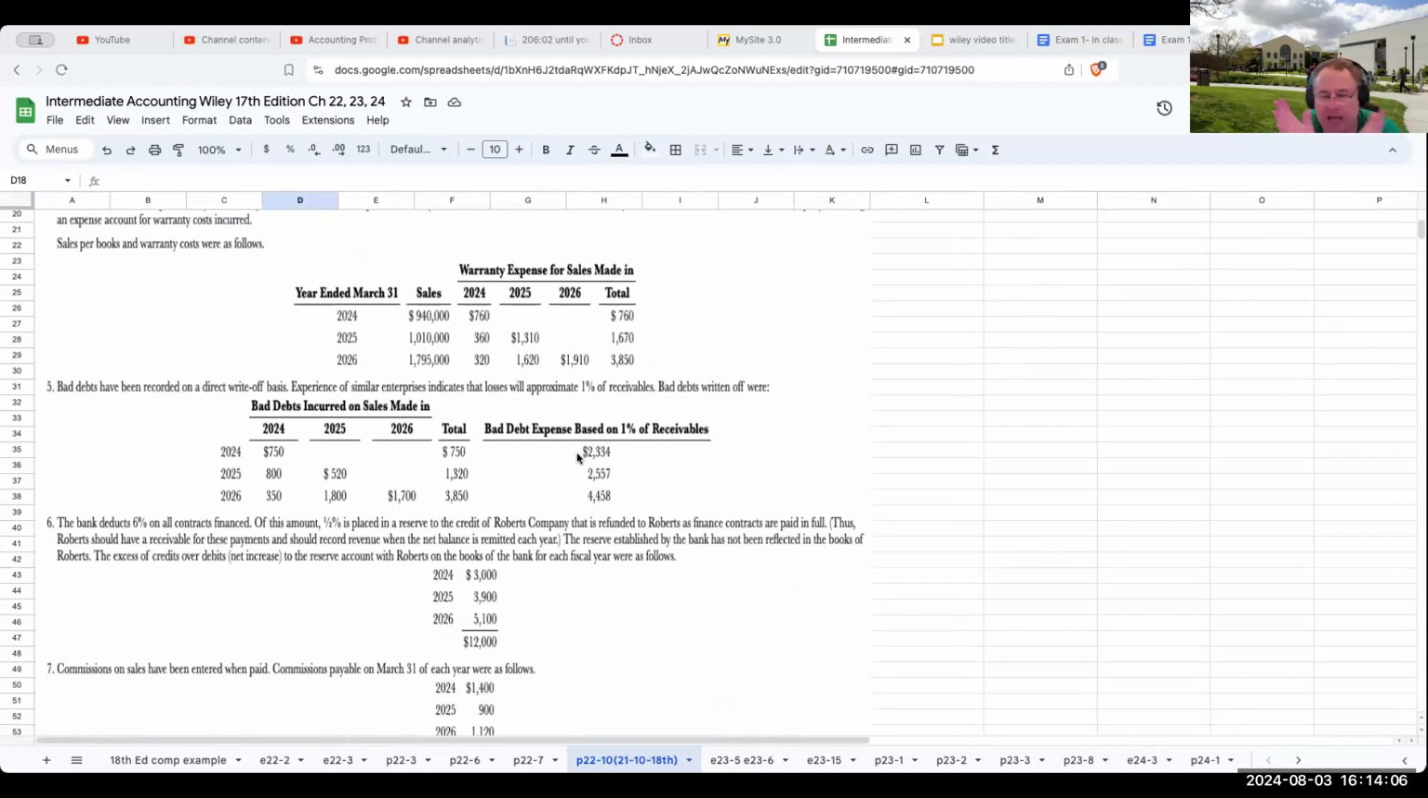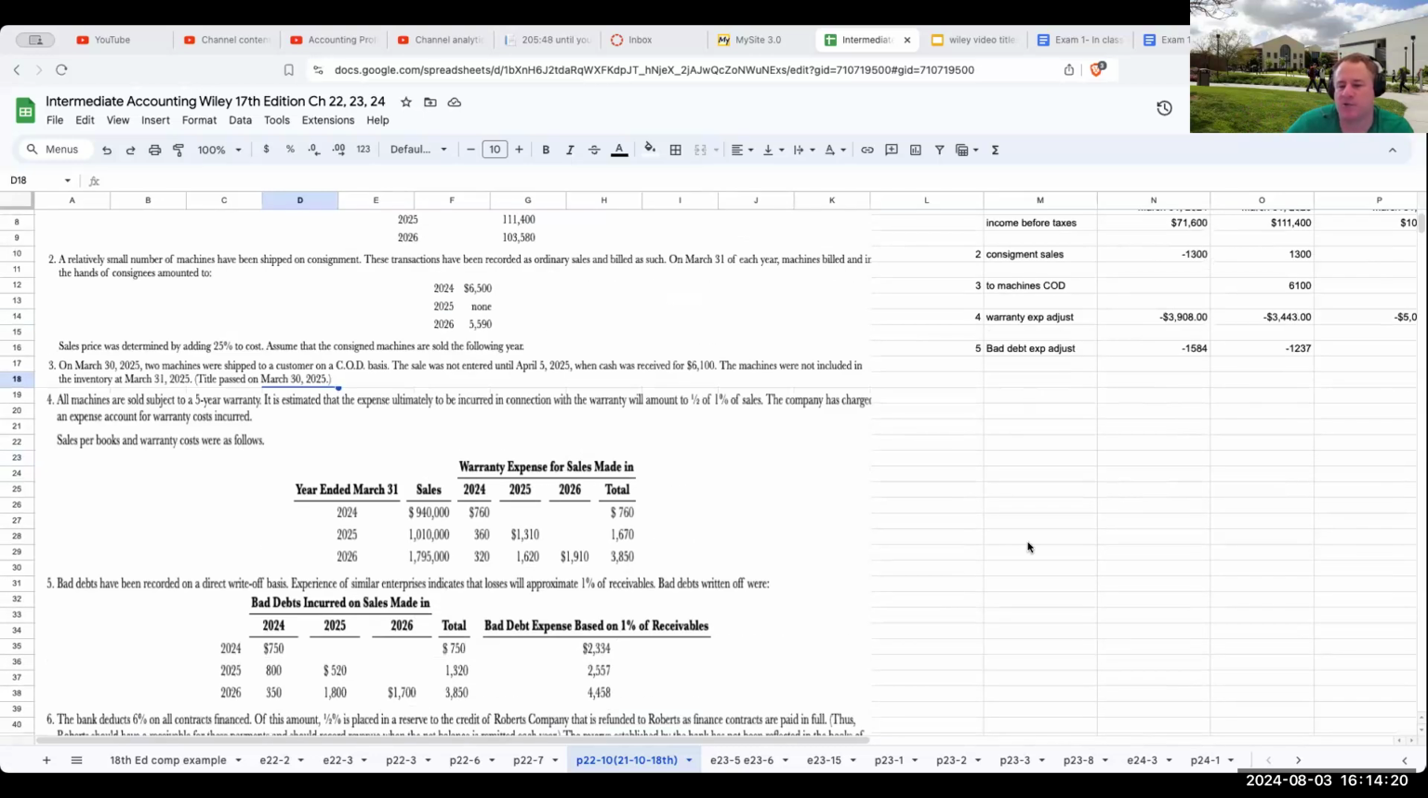Of this amount, 0.5% is placed in a reserve to the credit of Robert's company that is refunded as finance contracts are paid in full. So this is what we call, if you remember, an accounts receivable factoring. We're going to get cash, write off the receivable, and then have a due from factor. This is essentially a holdback that the bank or the factor will use to make sure they're collecting everything.